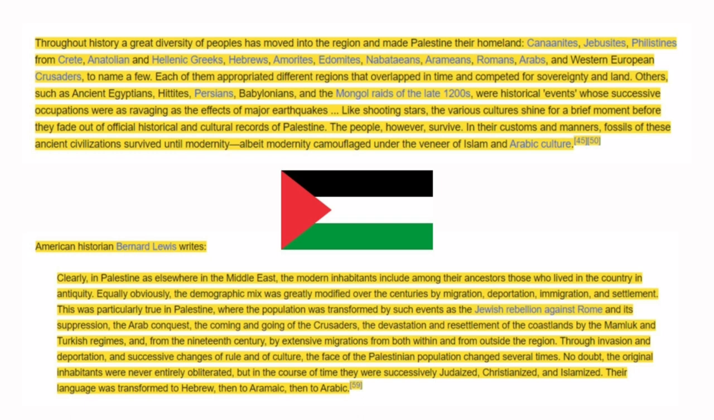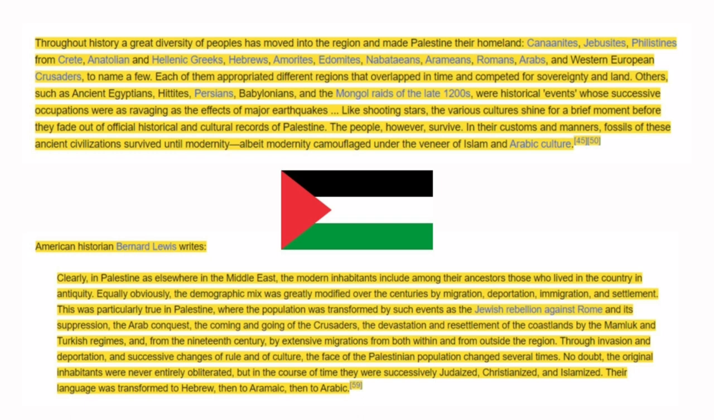Fossils of these ancient civilizations survived into modernity. Albeit camouflaged under the veneer of Islam and Arabic culture. In other words, all these groups survived, but culturally they are considered Arabic or part of the Arabic culture. But Canaanites, Jebusites, Mongols, Edomites, Amorites, Hebrews, Greeks, all under the title of Arabic culture. It's a confederation of different ethnic types. That is what a Palestinian is today.